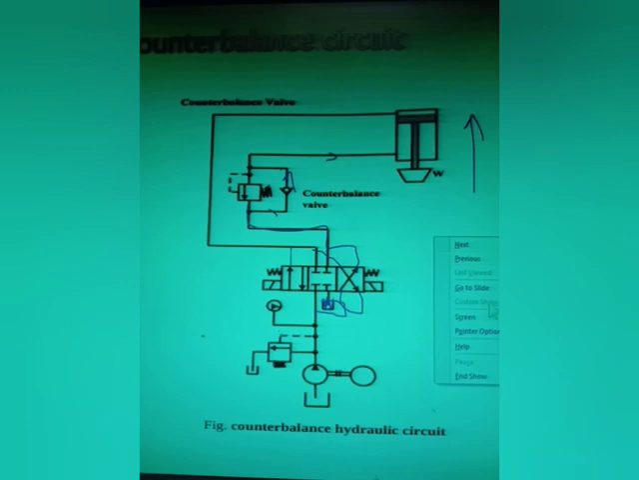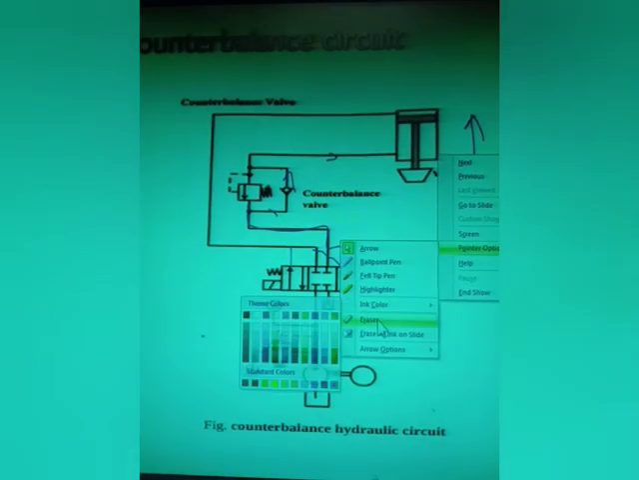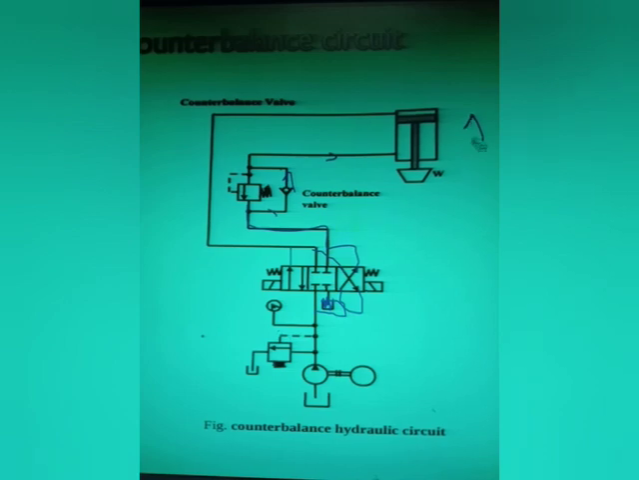Understand? But in second position, now the load is lifted and I want to bring that load in the downward direction. When I want to bring this load downward, it should be controlled. It should not come downward abruptly or suddenly, because gravity will act. So for that position, what happens? Once again I will explain. I will erase all this part.